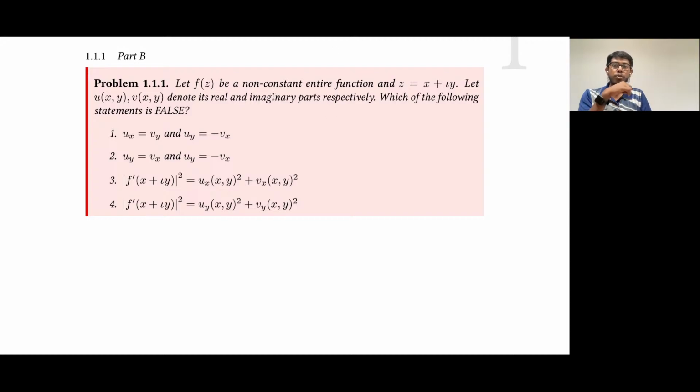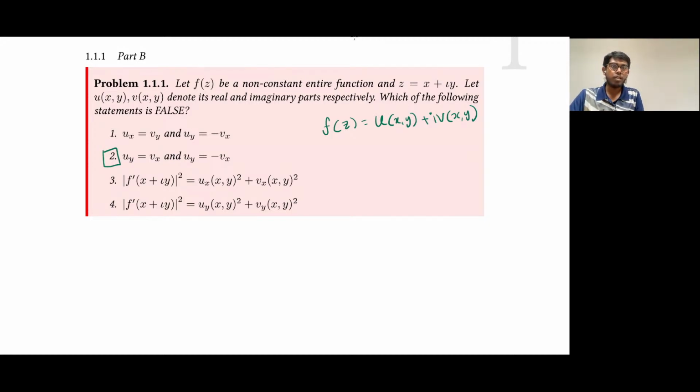So it says that if f(z) is a non-constant entire function and z equals x plus iy, and let u and v denote its real and imaginary parts respectively, then which of the following statements is false? So f(z) is equal to u(x,y) plus i v(x,y). Okay. So this is a simple problem. So can you tell me which of the options is false? Yeah, B. Okay. Yeah, you all are right.